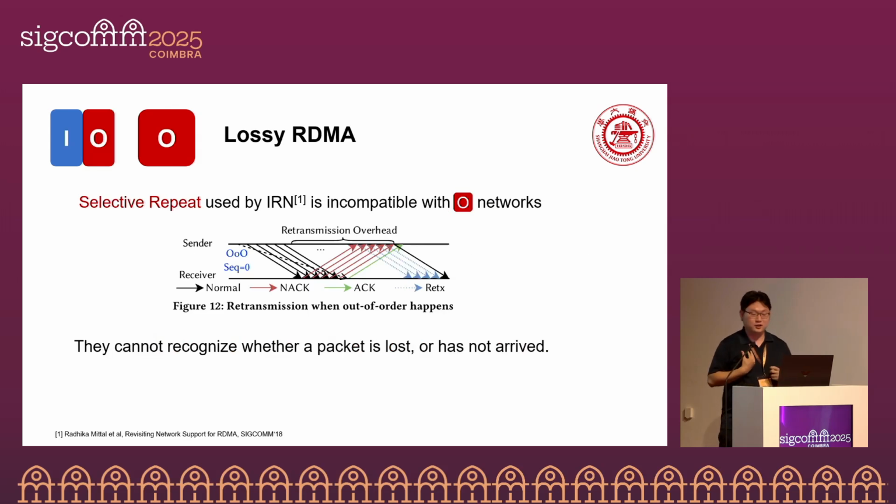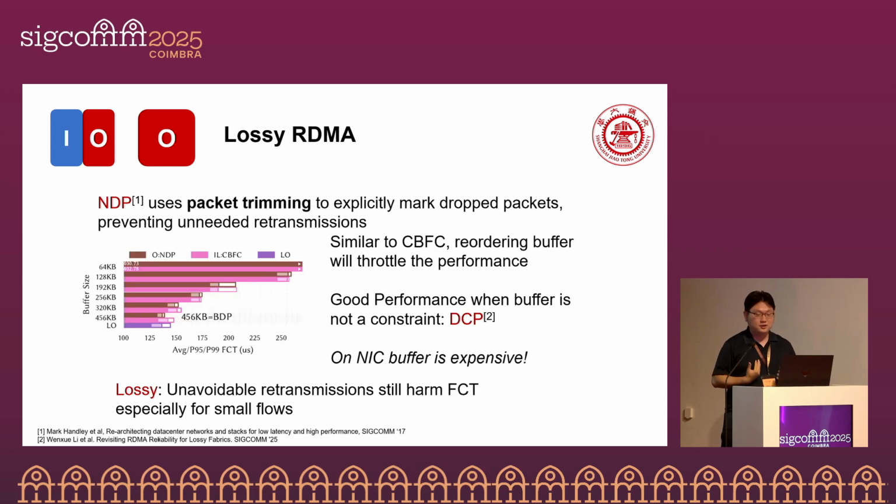Next is lossy RDMA. Standard selective repeat mechanisms are incompatible with out-of-order networks, as such mechanisms cannot recognize if a missing packet is truly lost or just delayed, leading to unnecessary retransmission. Protocols like NDP improve on this by using packet trimming to explicitly mark dropped packets. However, just like CBFC, performance is throttled if the reordering buffer isn't large enough. Meanwhile, lossy means retransmissions, which can still harm FCT, especially for short flows.